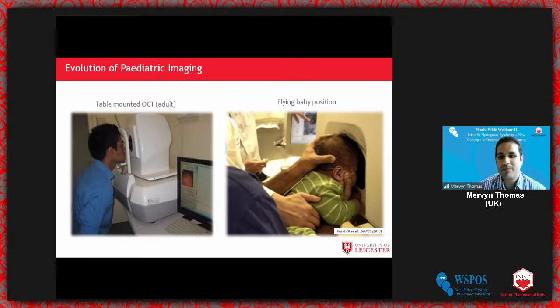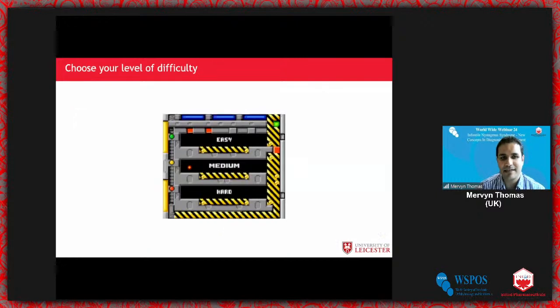Moreover, kids are drop phobic, so whether there are non-mydriatic solutions that would be useful is also a question to be asked. If any of you play video games, you may see this at the start of the game: you choose your level of difficulty, easy, medium, hard. Easy is like an AMD patient who might be able to just scan themselves nowadays, whereas hard is a child that is non-cooperative.